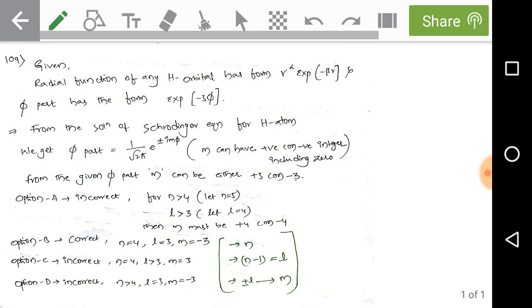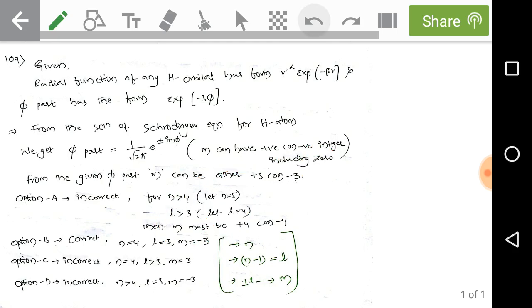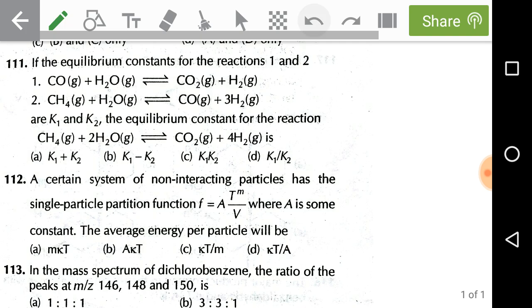Now look at option C, which is also incorrect because n is equal to 4 whereas l is greater than 3. That means whenever l is greater than 3, the least l value must be 4. But here n value is 4. So n value and l value are never equal. That's why the third option is also wrong. If you look at option D, it is also incorrect because n value is greater than 4, so it is 5. Okay, and l value must be 4. But in the given phi part, it is 3. So the fourth option is also wrong. So option B is the correct answer.